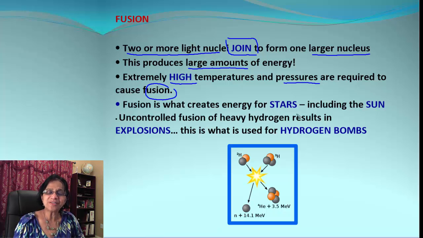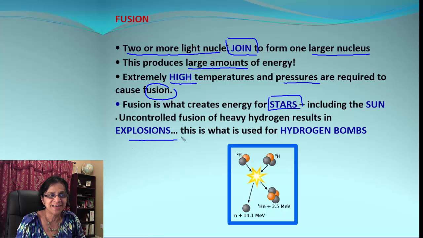One of the examples of nuclear fusion is the energy released in stars, including the sun. What happens there? There is uncontrolled fusion of heavy hydrogen, and they constantly cause explosions. That's what actually is the principle behind hydrogen bombs.